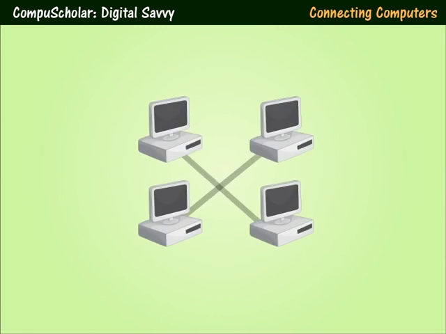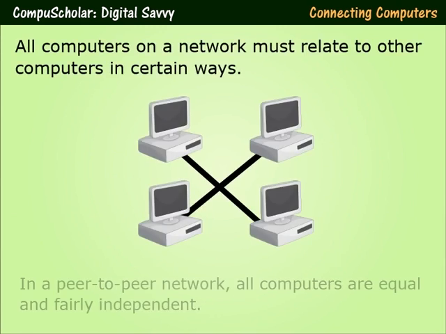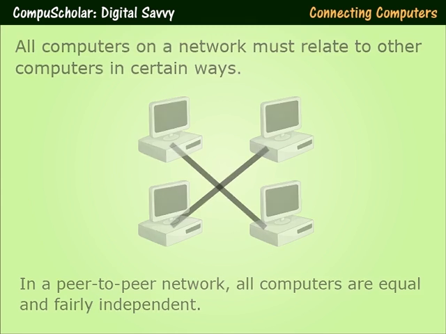In a peer-to-peer network, all computers are equally and relatively independent. You can share the resources on another peer computer if allowed, but there are no main servers or hosts that provide services to everyone else. This is a fairly common arrangement in home networks.